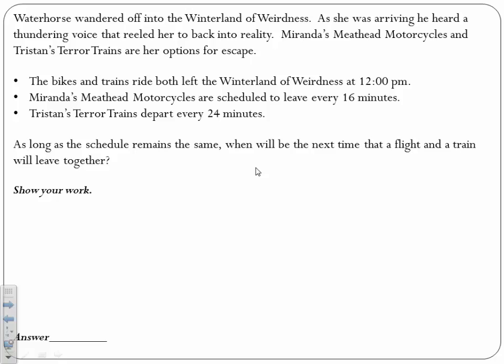Okay, this is a least common multiple problem. So you've read it, you understand what it looks for. We're saying the motorcycles leave every 16 minutes, the trains leave every 24 minutes. So what we're saying is, when will they leave at the same time? We want to find when is the next time that those numbers will be the same, the least common multiple.